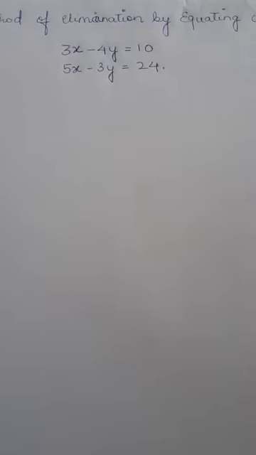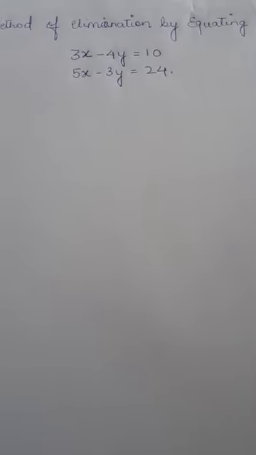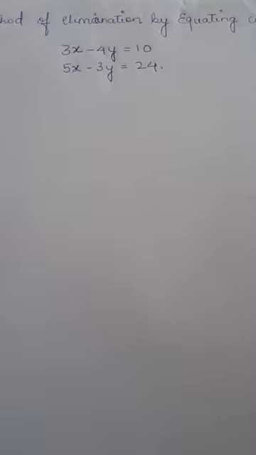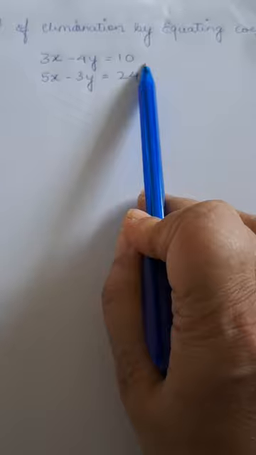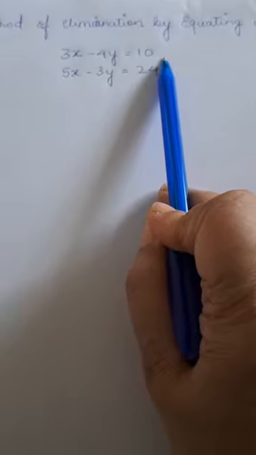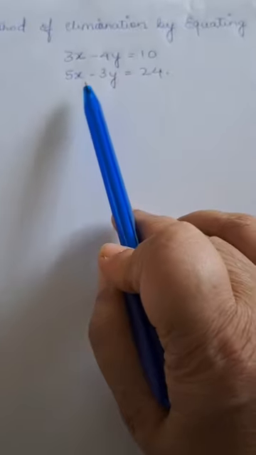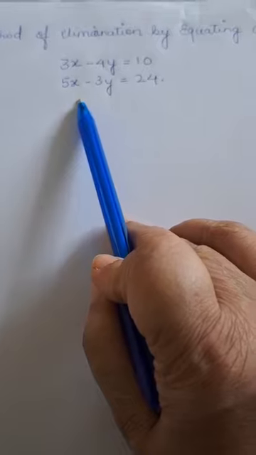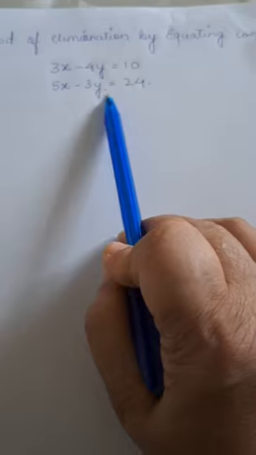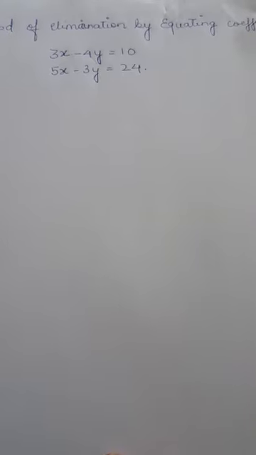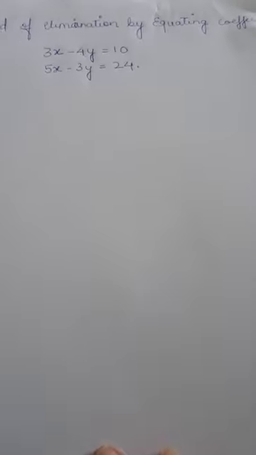Hi, today we'll be solving simultaneous equations by equating the coefficients. Now this is one equation: 3x minus 4y is equal to 10, which is linear in form, having two variables. Same way we have another equation: 5x minus 3y is equal to 24, which also has the same variables x and y. We need to get the value of x and y, and what method will we be using? We'll be using equating the coefficients.